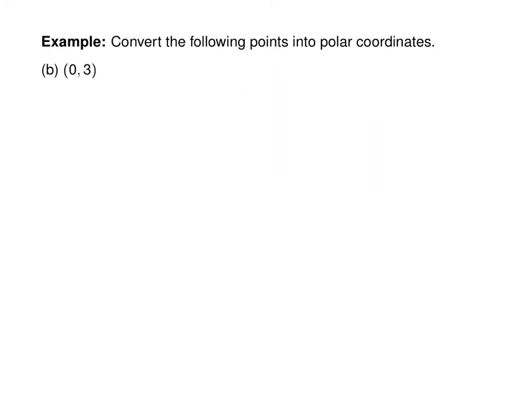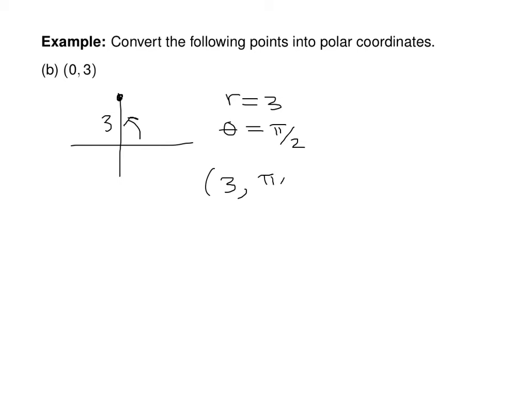Alright, the point (0, 3). This one you can probably do without the conversion formulas. So (0, 3) is the point that's over nothing, up 3. Pretty obvious then that the radius is equal to 3, and the angle theta, since that's a quarter turn, in radians is pi over 2. So the point can be expressed as (3, pi over 2).